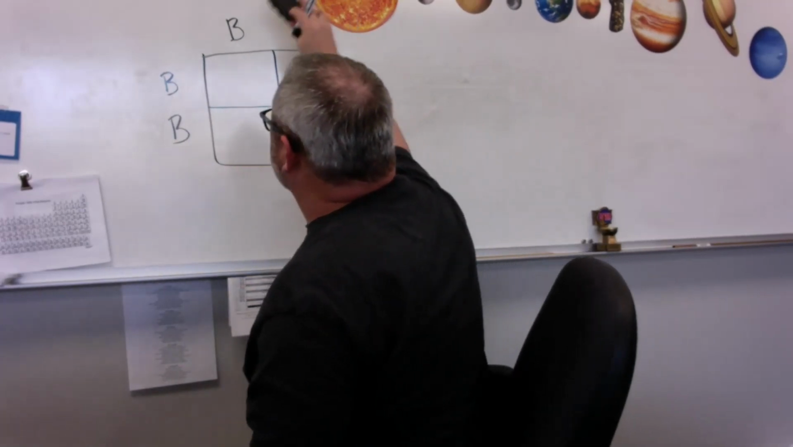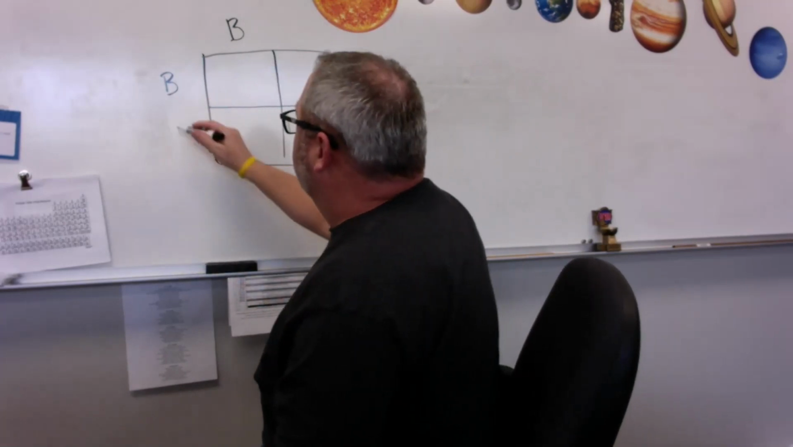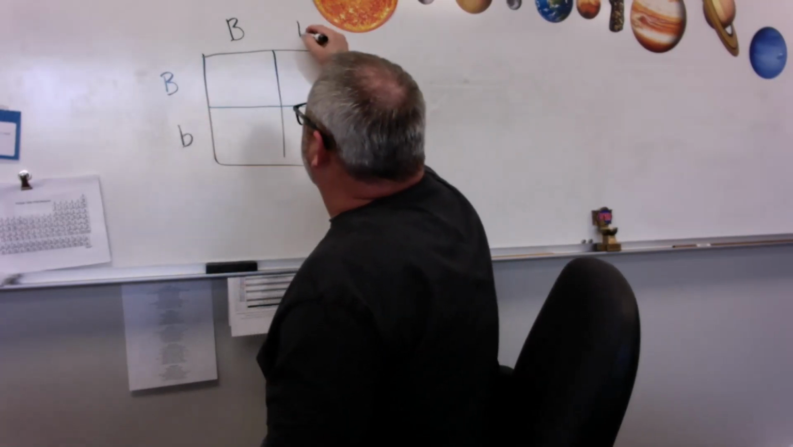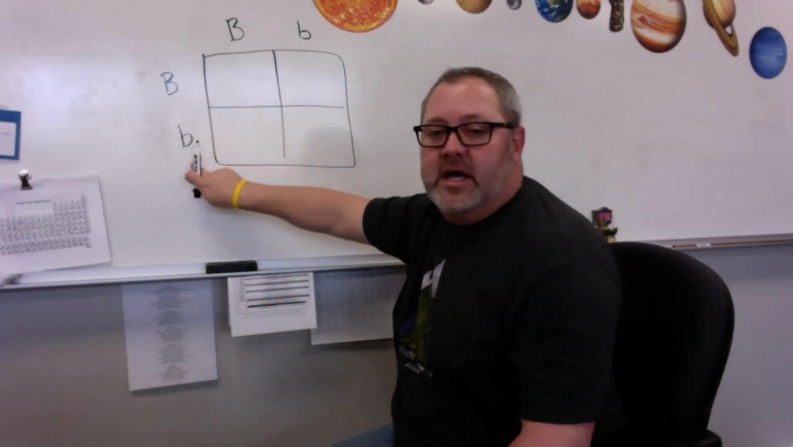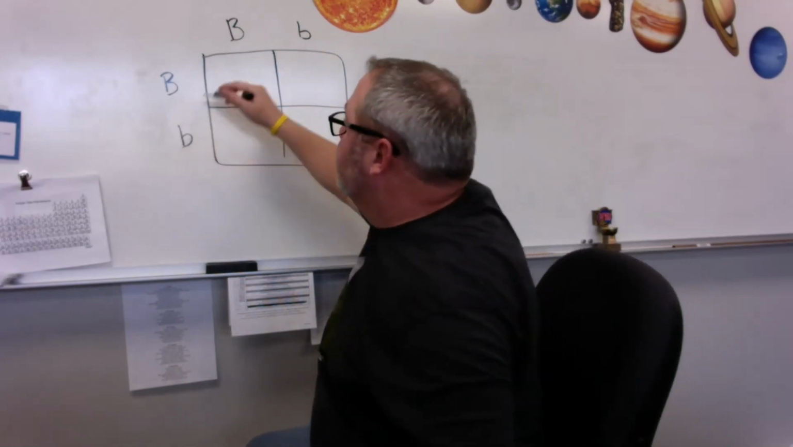But if we do this, now the mother is heterozygous, the father is heterozygous, but they both have brown eyes. So then we end up with this.